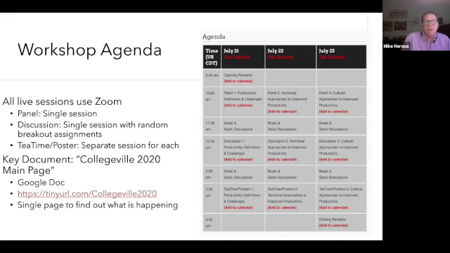The tea time and poster sessions will be separate for each of the sessions. For each poster, there will be a Zoom link. For each tea time topic, there will be a Zoom link. You're free to come and go as you like to those. There's roughly 6 of those per session, so hopefully you can get to see at least a few of them.